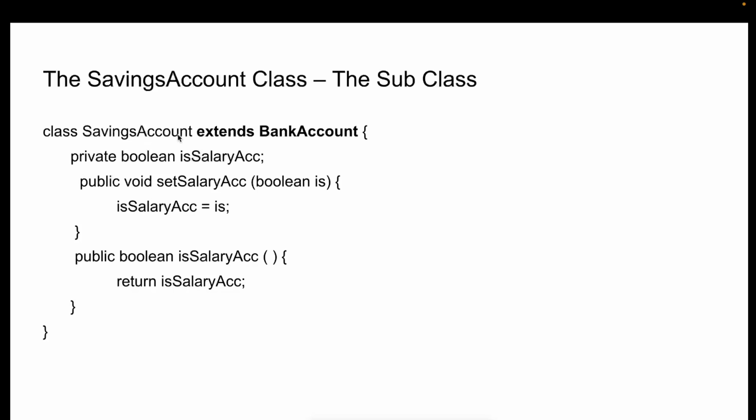This SavingsAccount class is extending the BankAccount class. What that means is that the BankAccount class is the parent class, the SavingsAccount class is a child class, and it has its own member variable as well. One question: I have one member variable here, isSalaryAccount, in the child class. Will this data member variable be available to the BankAccount class, that is the parent class?